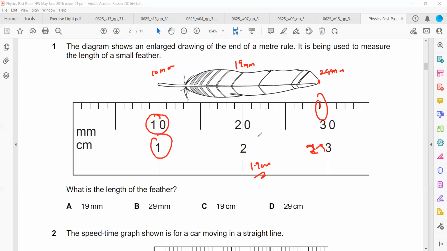When we check the options, you will find that option A, which is 19 millimeter, is the right answer. Because the scale is not starting from 0, it is starting with 10 millimeter or 1 centimeter.